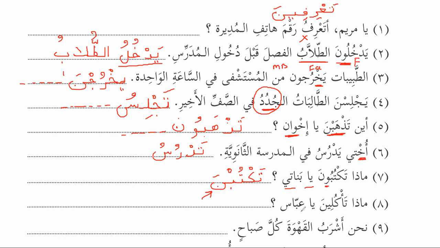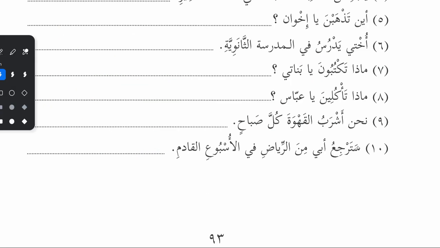Maza ta'kulina ya Abbas? So ya mukhatiba is a wrong damir to be taken. Maza ta'kulu. Ta'kulu. You are mukhatib to male, so ta'kulu with the ta mukhatib. Nahnu ashrabu. So this is our clue, nahnu, and this is the wrong harf mudare. Nahnu nashrabu. So that's how you're going to do your fail mudare structure. Nashrabu. This is our last one.